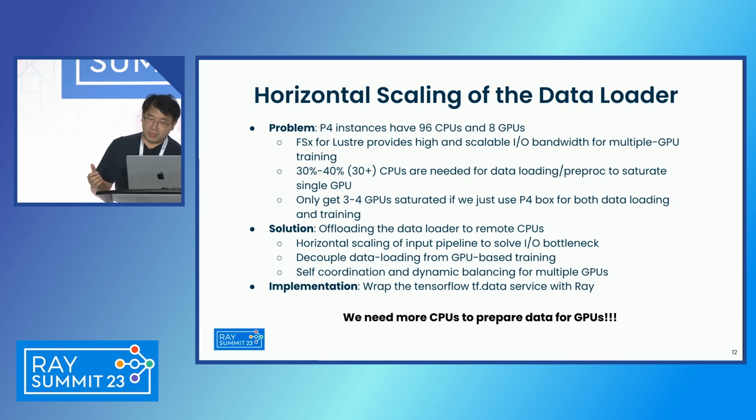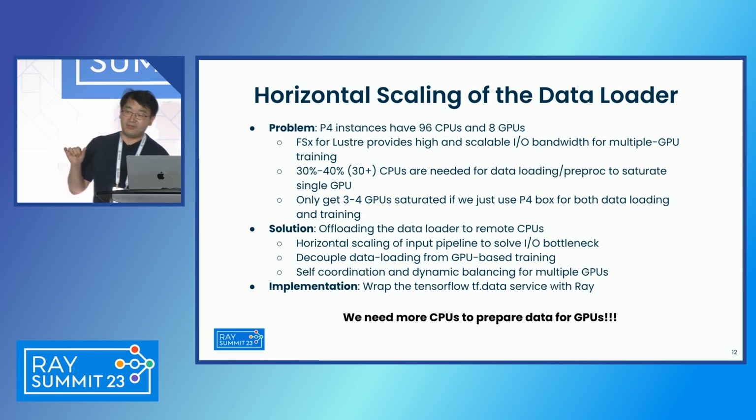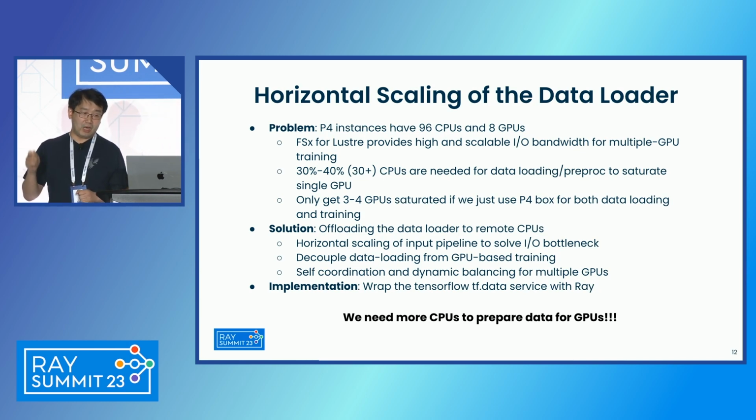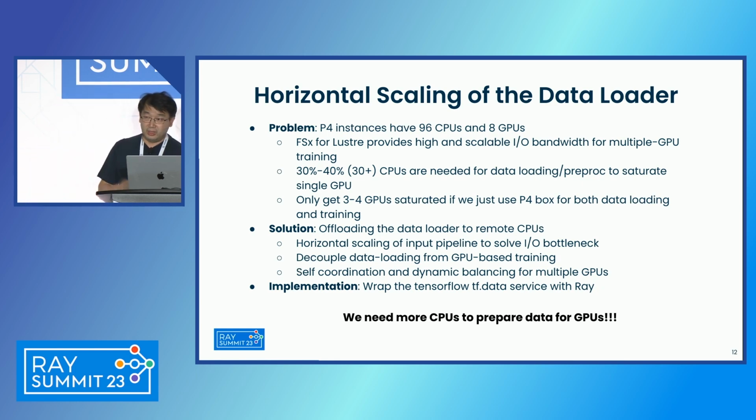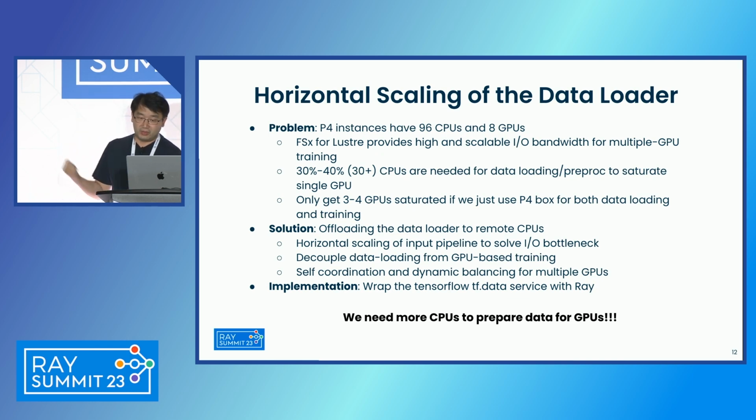According to some of our workloads, 30% to 40% of the CPU is needed for data loading and pre-processing to saturate a single GPU. But as you know, we have 8 GPUs in one box, but only 96 CPUs. So basically, we can only saturate about half of the GPUs in the P4 box. So I think the solution is that we try to offload the data loader to remote CPUs. Basically, it's out of the box. This is more like a horizontal scaling of the input pipeline to resolve the I/O bottleneck.